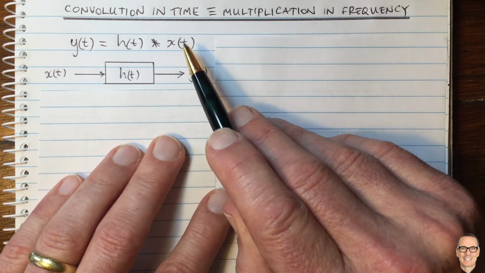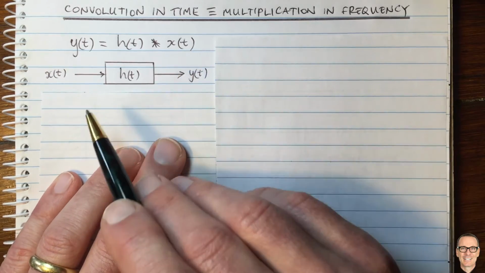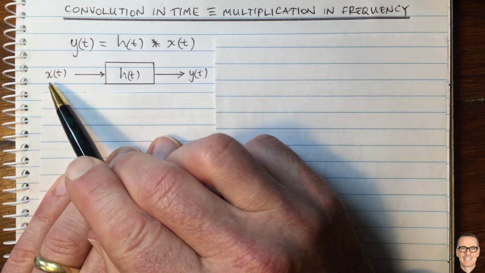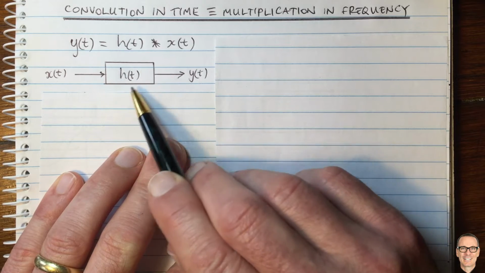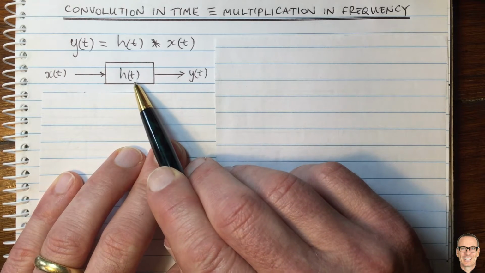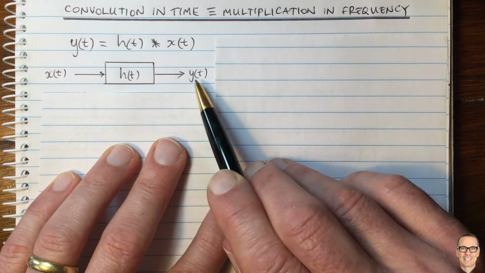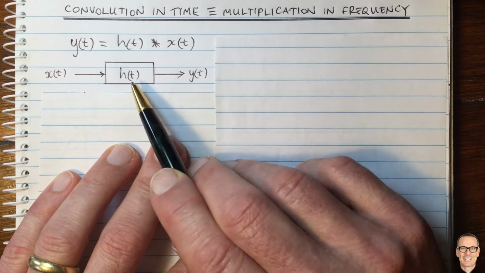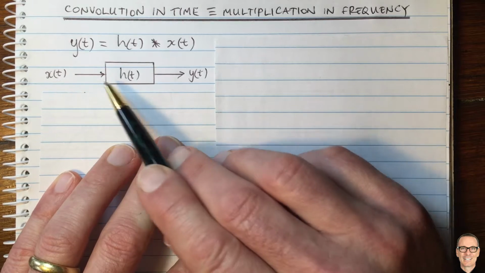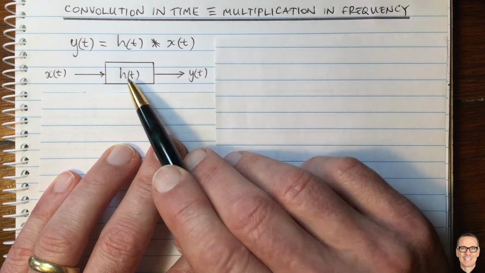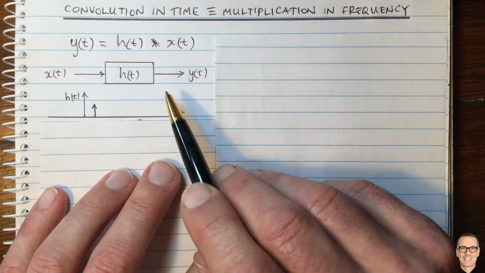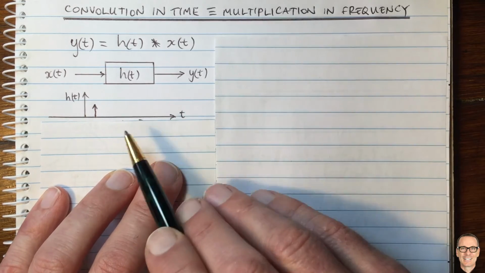And let's think about the classic example of a linear system where the input goes into the system, which convolves with the impulse response of the system to give the output. This is what happens in all linear systems. Let's think about a particular case of the input and a particular case of the impulse response, and we'll build up our intuition about this property from there.